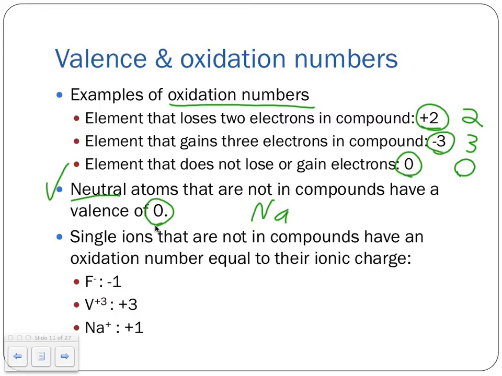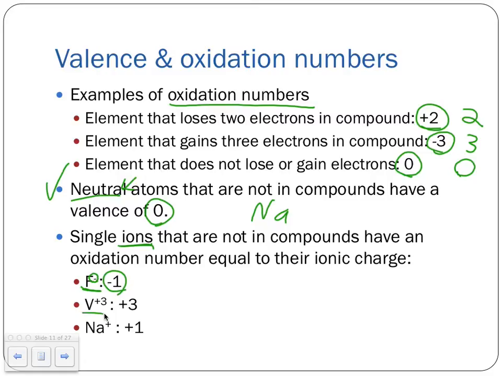Number two, single ions that are not in compounds, but they are ions. They're not neutral like this guy is. They are ions, and they're not in compounds. They have an oxidation number that's equal to their ionic charge. So here we have F with a little minus, if you can see that right there. Remember that minus indicates that -1 is its ionic charge. And so since its ionic charge is -1, its oxidation number is -1.